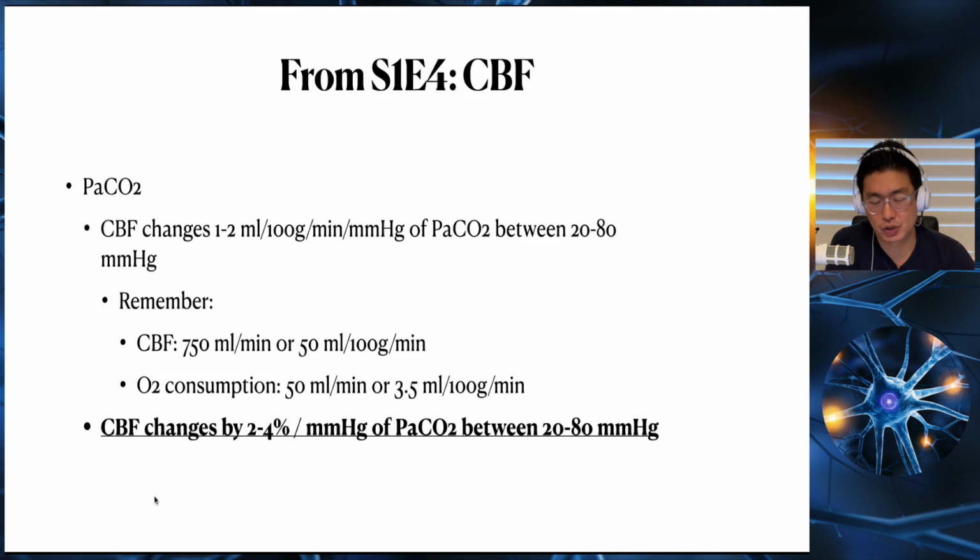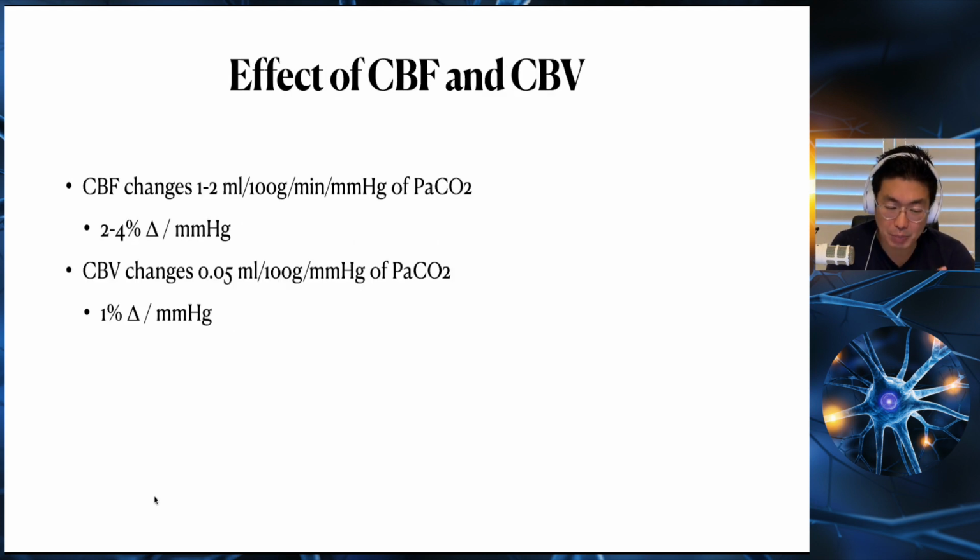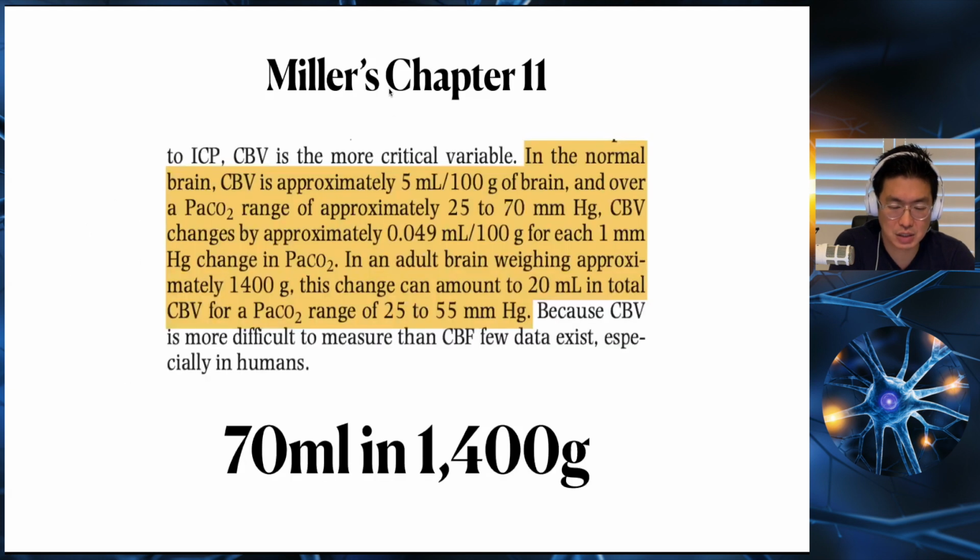Now, we also know from that previous slide that I showed you, which talks about how cerebral blood volume changes with CO2. So this is the one from Miller's chapter 11. So we just go through this again. In the normal brain, cerebral blood volume is approximately 5 mils per 100 grams of brain, and over a PaCO2 range of approximately 25 to 70 millimeters of mercury, cerebral blood volume changes by approximately 0.049, which I just say is 0.05 mils per 100 grams for each millimeter of mercury change in PaCO2.